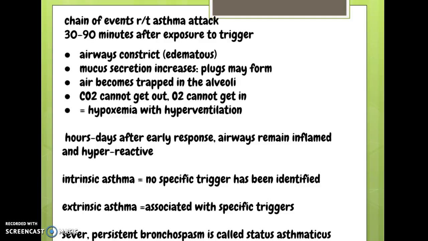Some patients are not able to identify any specific triggers, and this is called intrinsic asthma. Asthma associated with specific triggers is referred to as extrinsic asthma, and I would say most patients know of at least a few triggers. When someone continues to have severe persistent bronchospasms that are unrelieved by inhalers, this is called status asthmaticus, and if it's not corrected, it can lead to right-sided heart failure, as well as respiratory and cardiac failure.